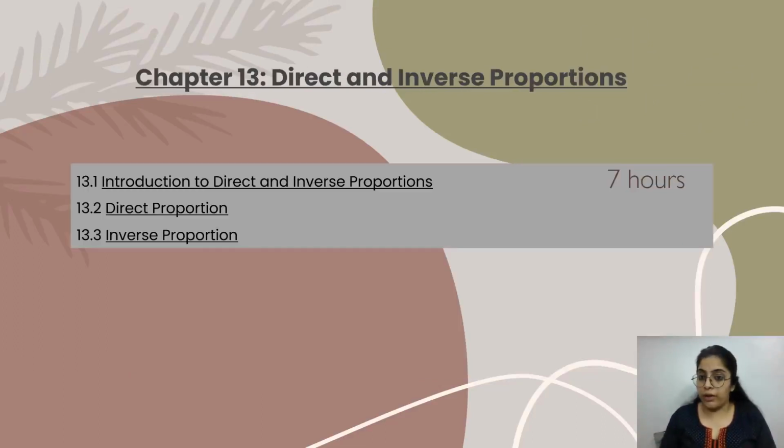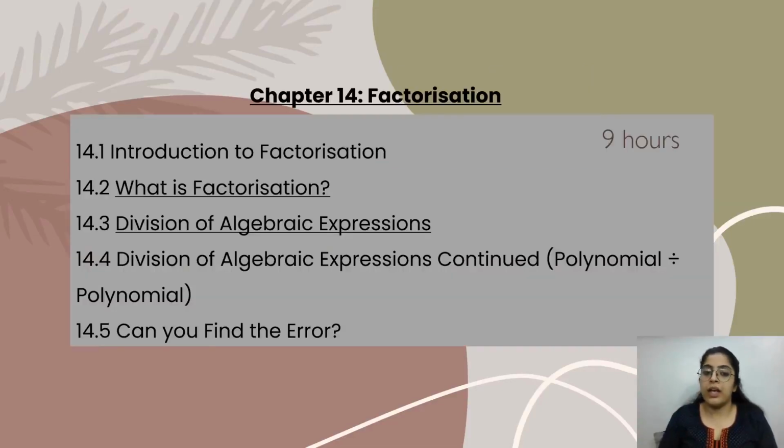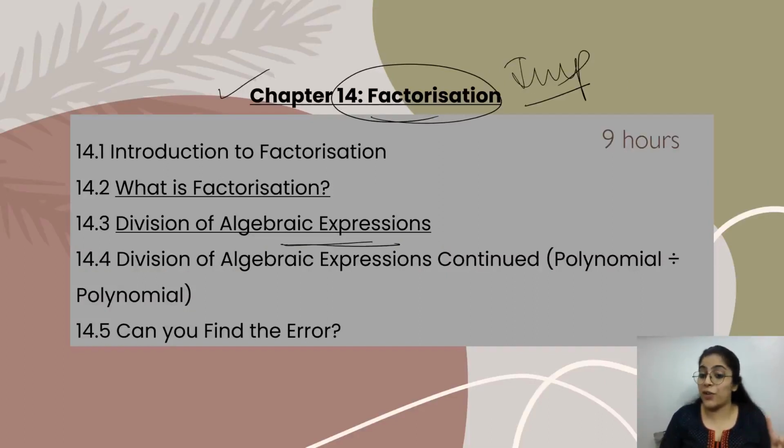So be sure. Okay, if I'm talking about chapter number 13, it would be direct and inverse proportion, and I will take 7 hours for this particular chapter, and it's a very easy chapter, right? If I'm talking about the 14th one, it's factorization, an important chapter and interesting also. Algebraic expression is the basic concept for this one, right? We learned it in our previous slides also. So what is factorization and how can we do division with algebraic expressions, right? I will take 9 hours for this one.